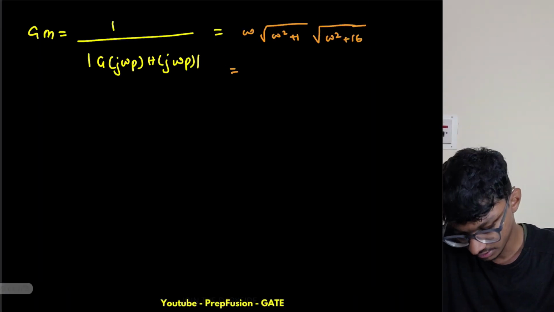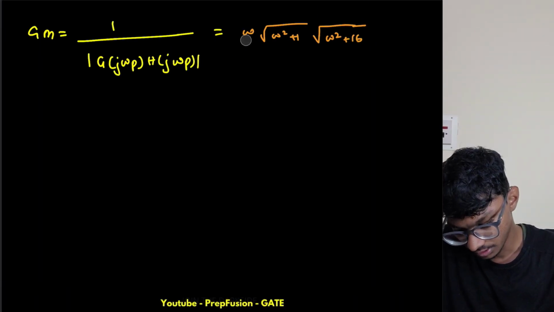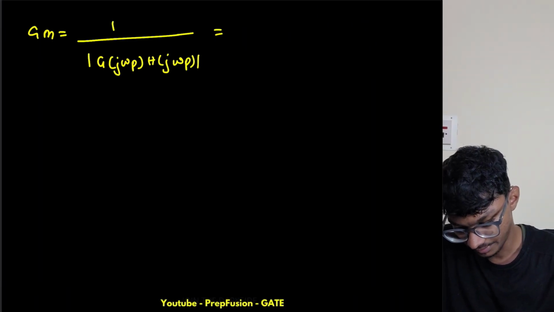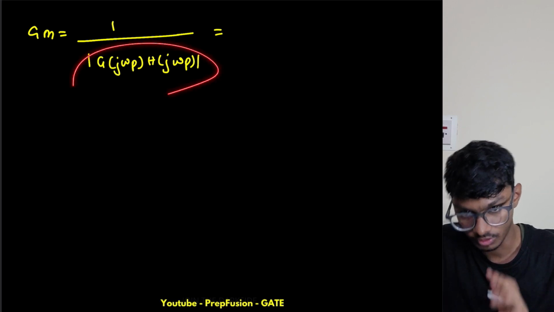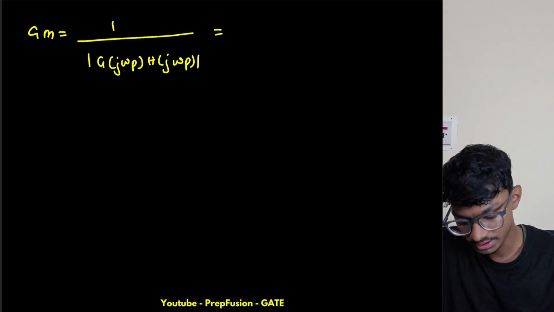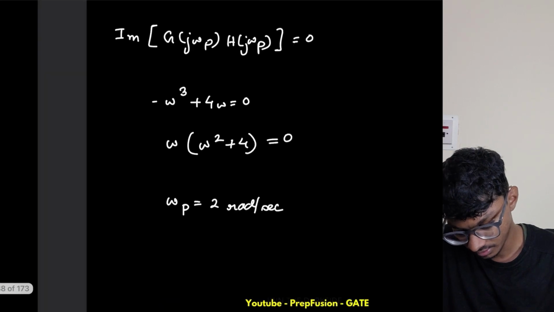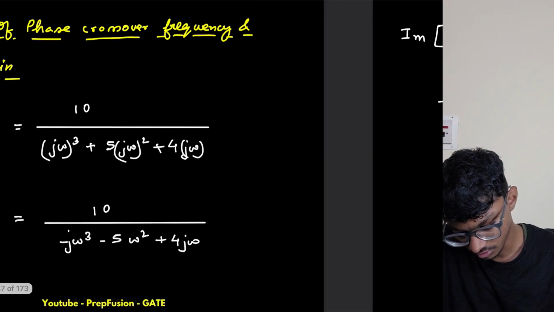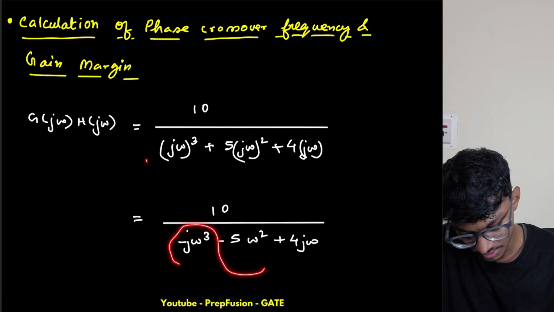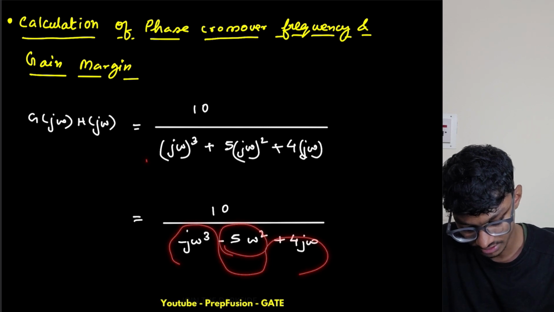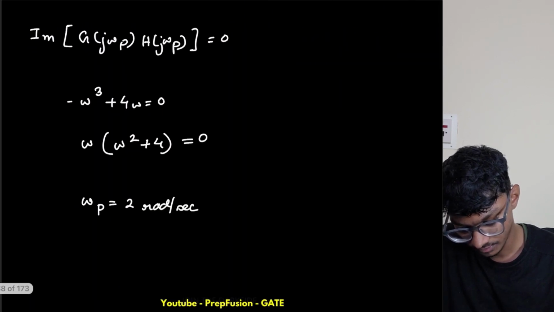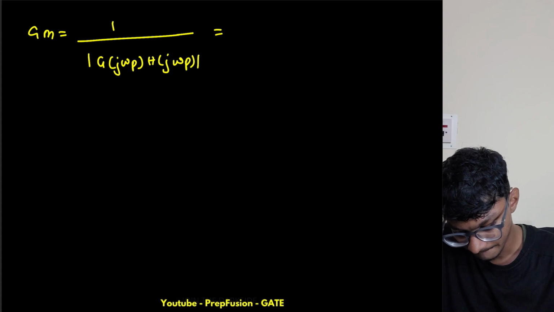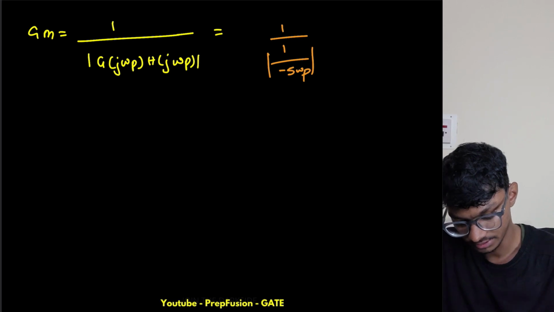Basically, you can do it like this one also: at omega p, what is happening? Obviously my imaginary component is 0, so in the denominator this part becomes 0. I'm only left with this one. What is the magnitude of this one? Basically the magnitude of this one will be 1 by minus 5 omega p.